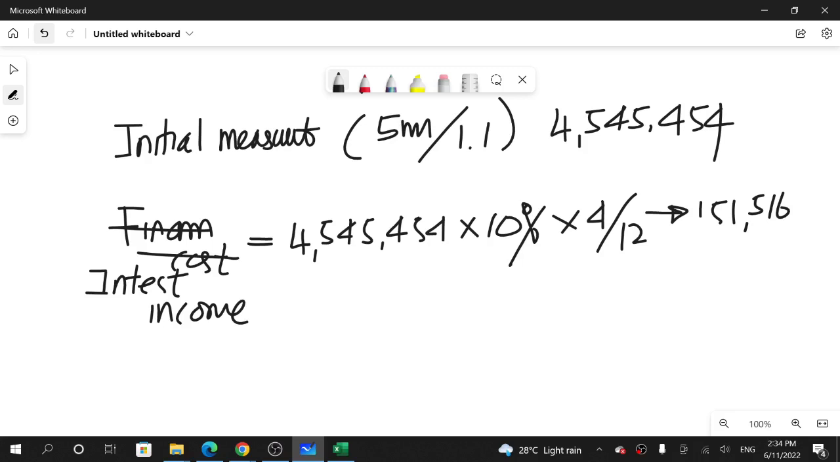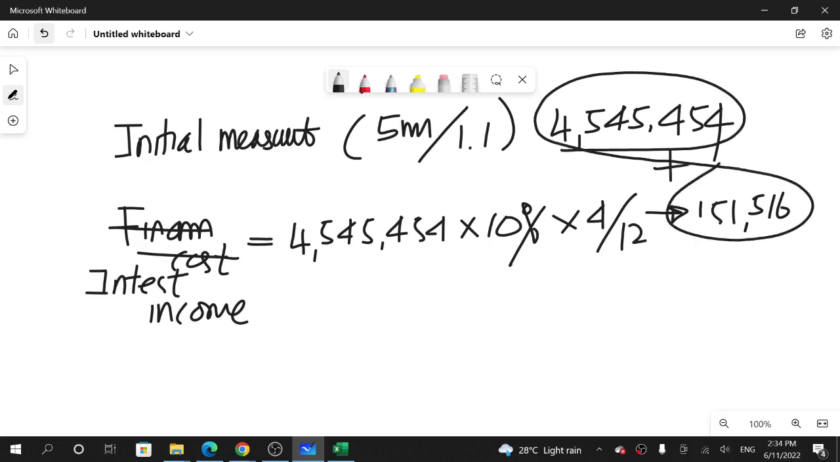Then amortized cost as at 31st March 2017 will be the total of that: 4,545,454 plus 156,560. That becomes 4,696,907.